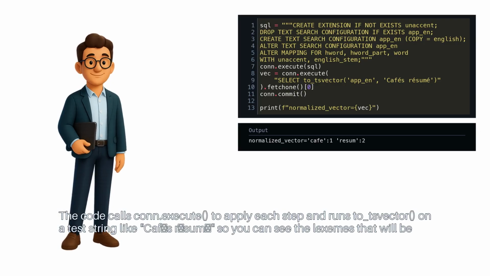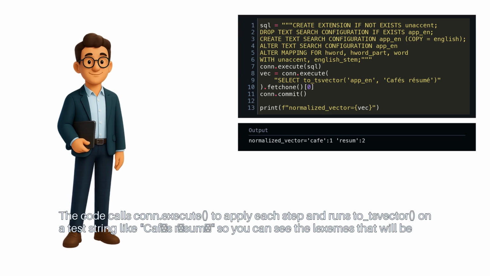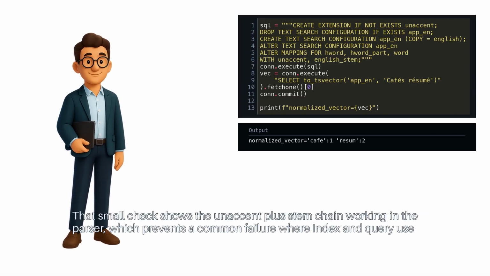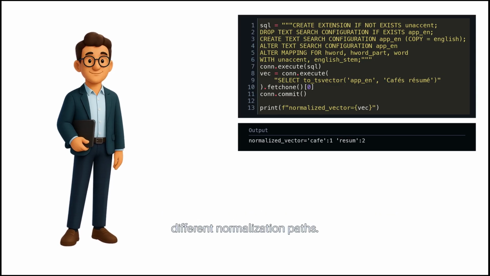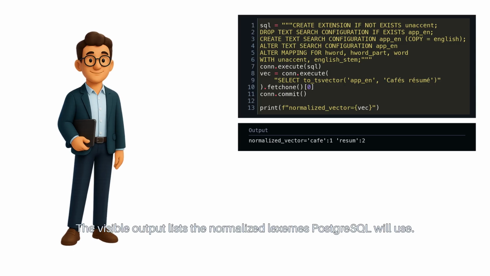The code calls con.execute to apply each step and runs to_tsvector on a test string like "Café's résumé", so you can see the lexemes that will be stored. That small check shows the unaccent plus stem chain working in the parser, which prevents a common failure where index and query use different normalization paths. The visible output lists the normalized lexemes PostgreSQL will use.